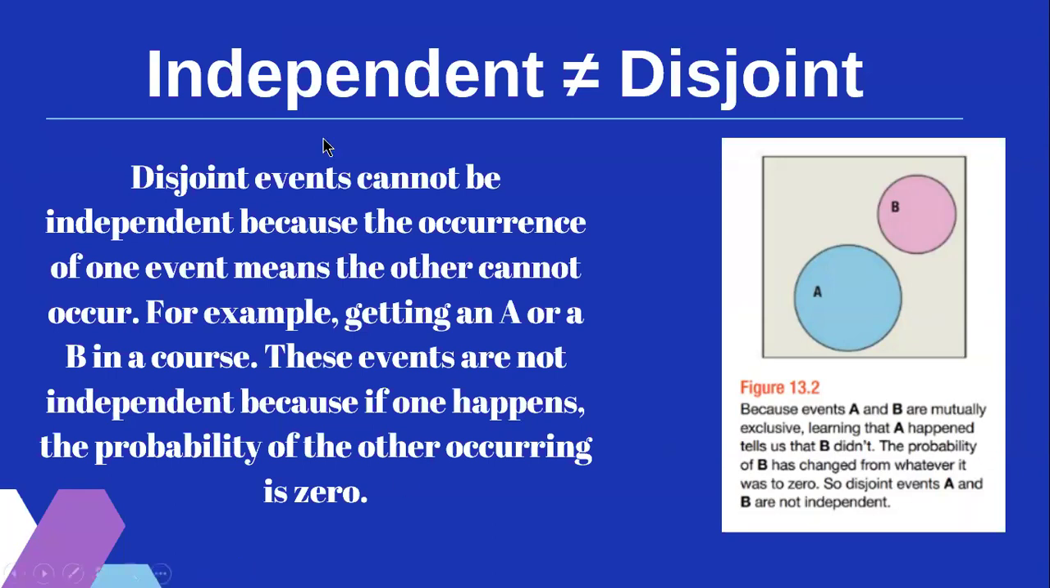Independent is not equal to disjoint. Disjoint events cannot be independent because the occurrence of one event means the other cannot occur. For example, getting an A or a B in a course. These events are not independent because if one happens, the probability of the other occurring is zero.